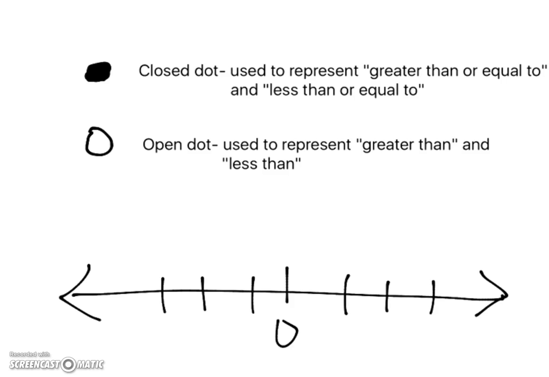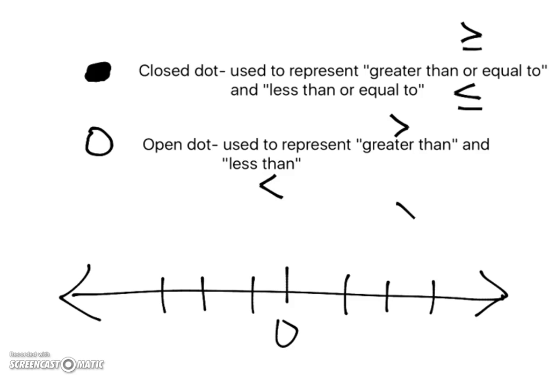So something that you need to know in order to graph it on a number line is that a closed dot is used to represent a greater than or equal to symbol or a less than or equal to symbol. So if it has the little line under it, then we know it has to be a closed dot. For an open dot, we're either going to represent greater than or less than with no line underneath it.